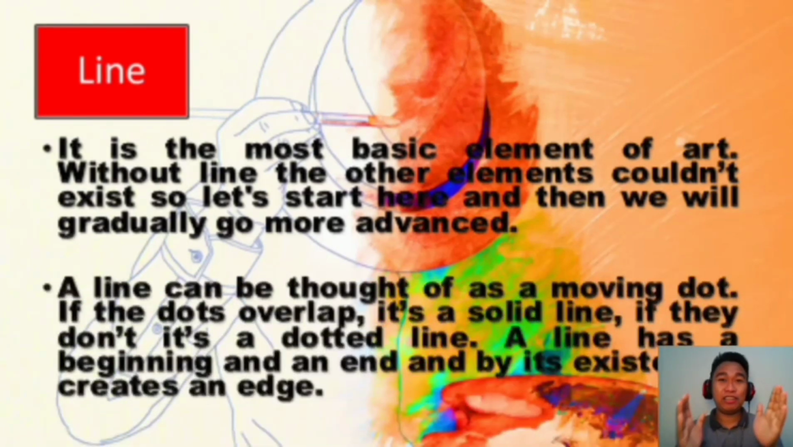A line can be thought of as a moving dot. If the dots overlap, it is called a solid line. If they don't, it's a dotted line. A line has a beginning and an end.